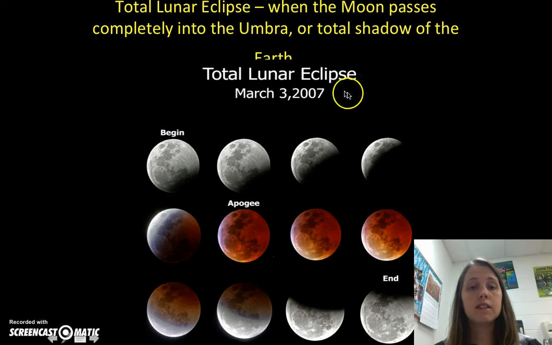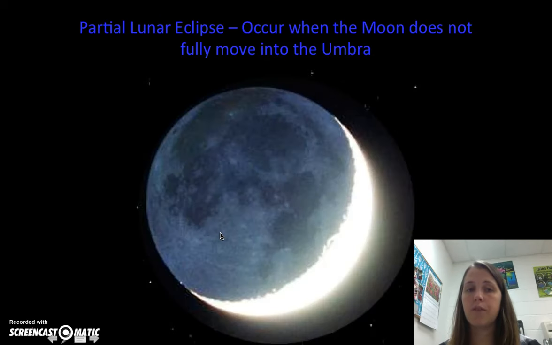So this is a total lunar eclipse. You'll see it go bye-bye. Those would be total lunar eclipses, when the moon passes completely into the umbra or the total shadow of the Earth. So this is the Earth shadowing it. In the beginning, and then you'll see the Earth move into it, and it's in the shadow.